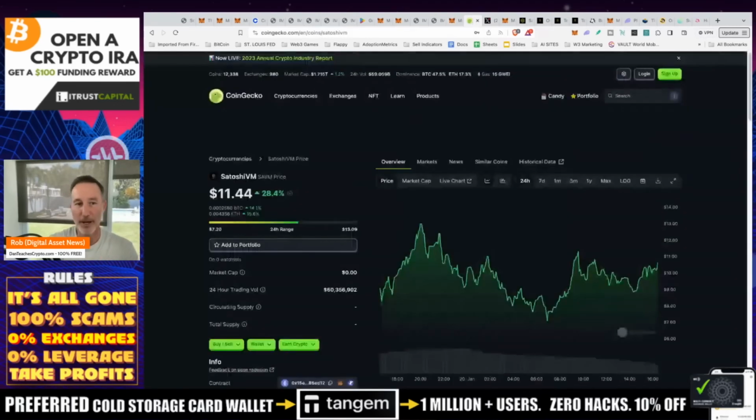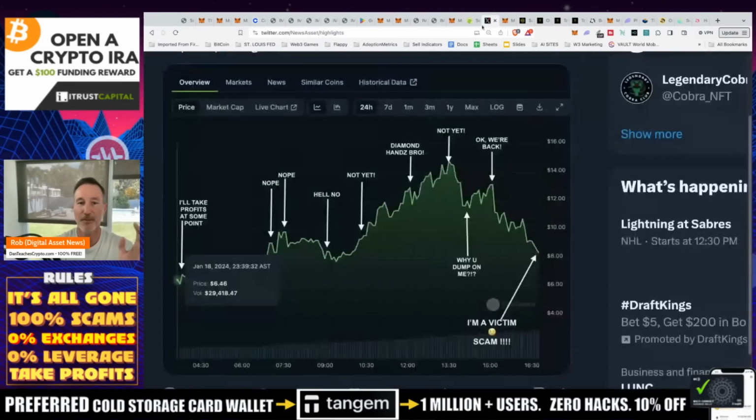That's what we're here for, right? So let's talk about Satoshi VM. This thing keeps going up. It's been very volatile, and I will just preface it with this. Satoshi VM has got a little bit of heat, and I made this quick chart for everybody. What I'm going to talk about right now is that I own Satoshi VM. Not that much. I'm actually going to buy some more today, hopefully when it calms down.